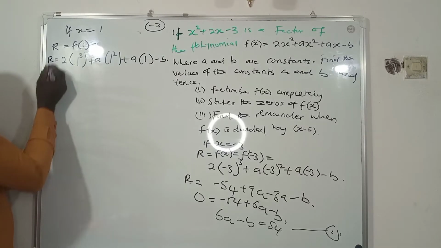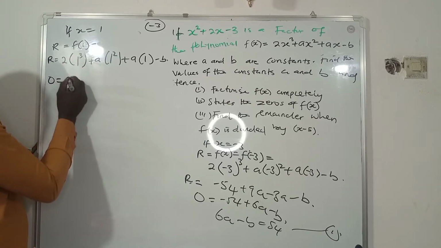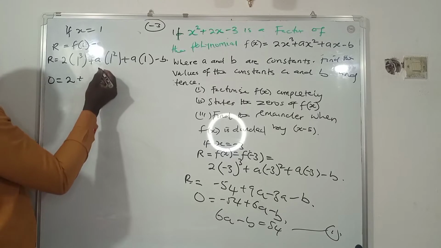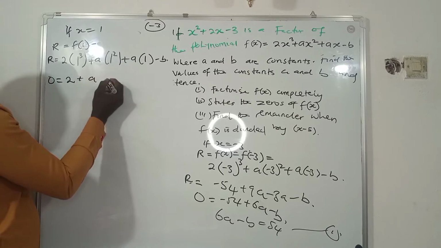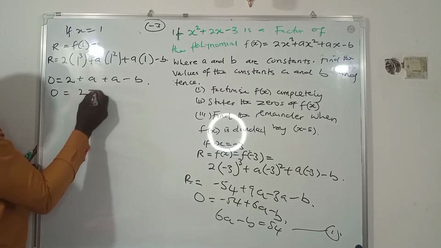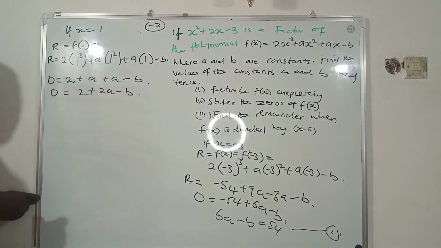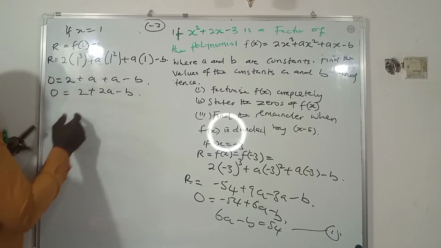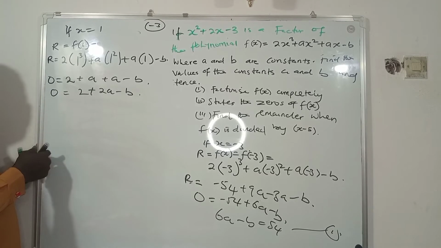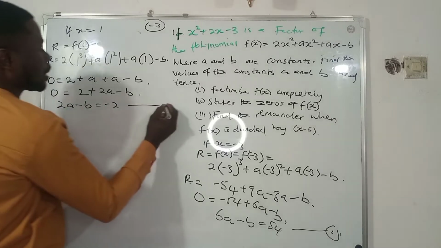And then the remainder is 0 equal to this. Of course, 1 raised to power 3 is 1. 1 times 2 will give us 2 here. And then this is 1 times 1, that is a. 1 times a, that will be a. And here will be 1 plus a and minus b. We're going to have 0 equal to 2 plus 2a minus b, because a plus a will be 2a. Then we let the 2 be moved to the other side of the equation. This will become 2a minus b equal to minus 2. And that will give us equation 2.